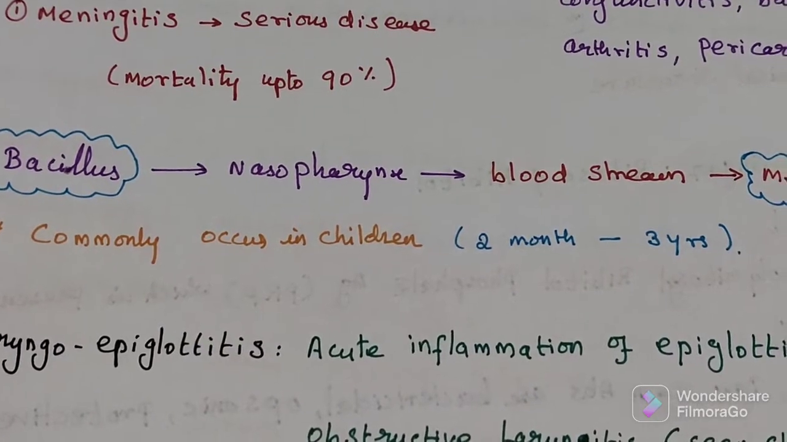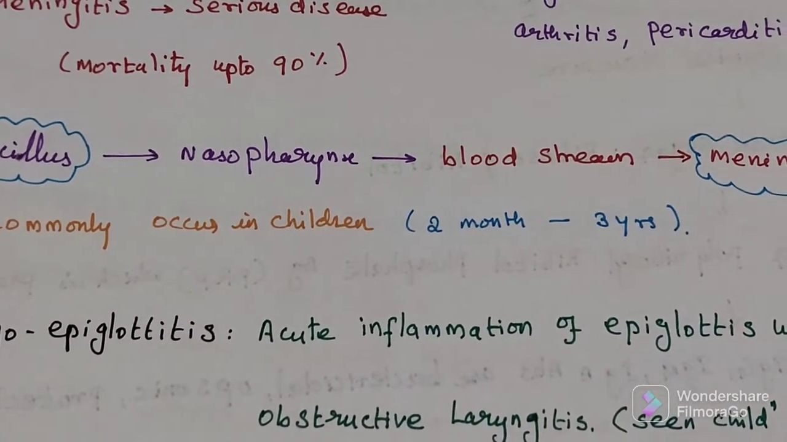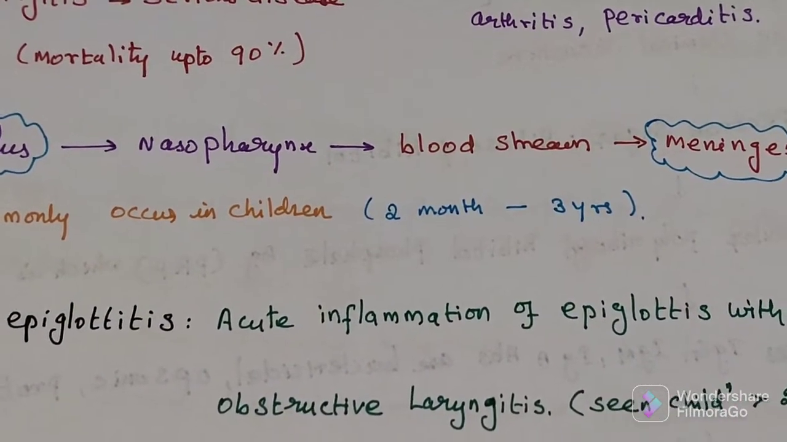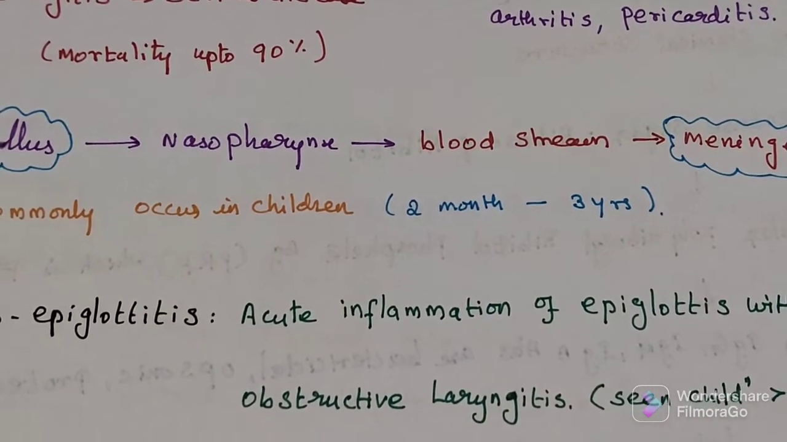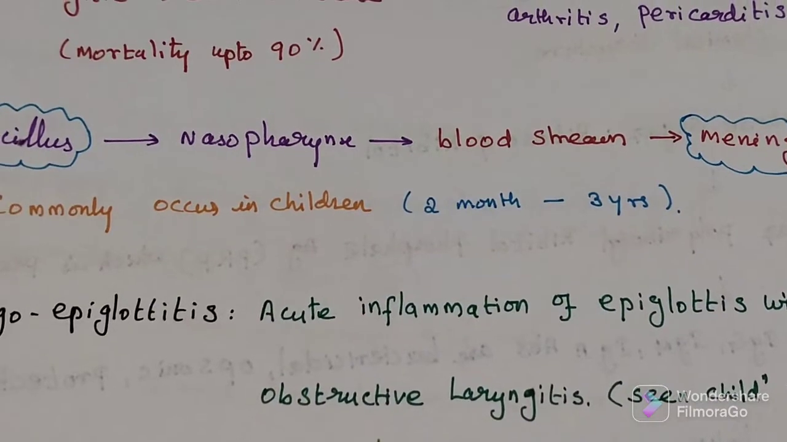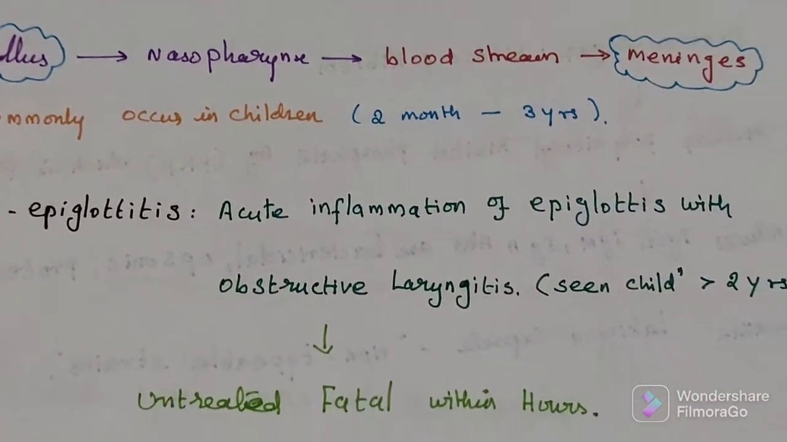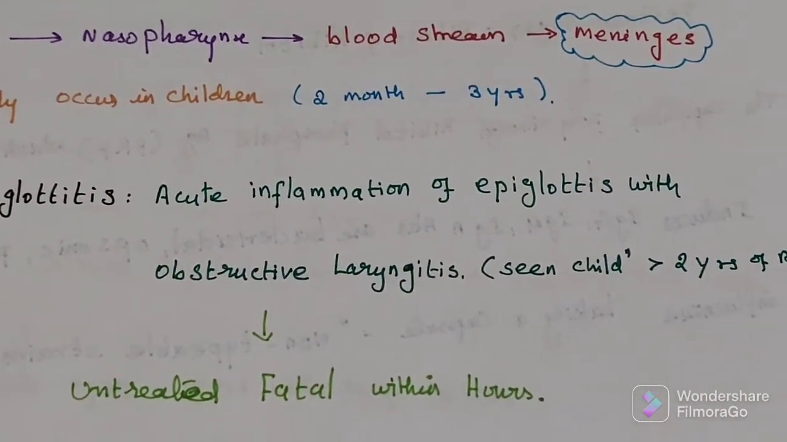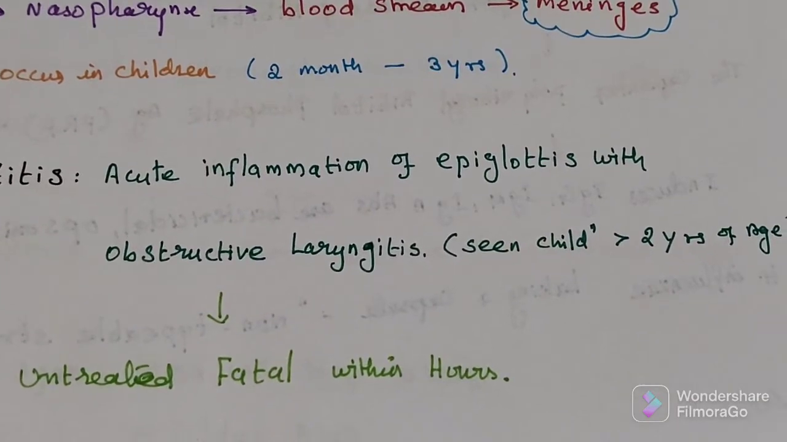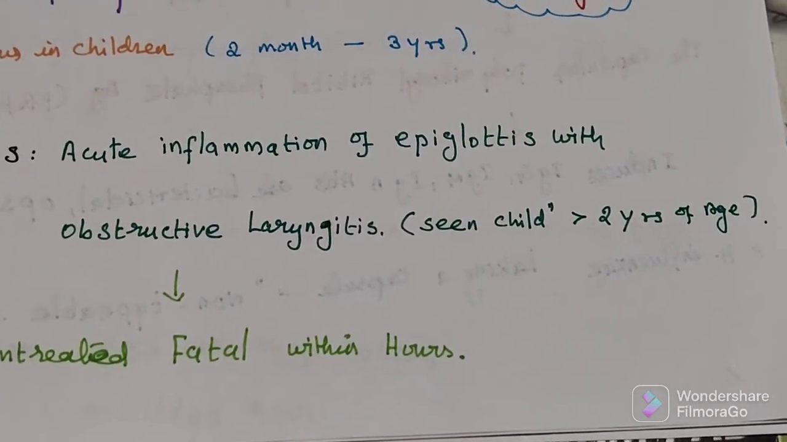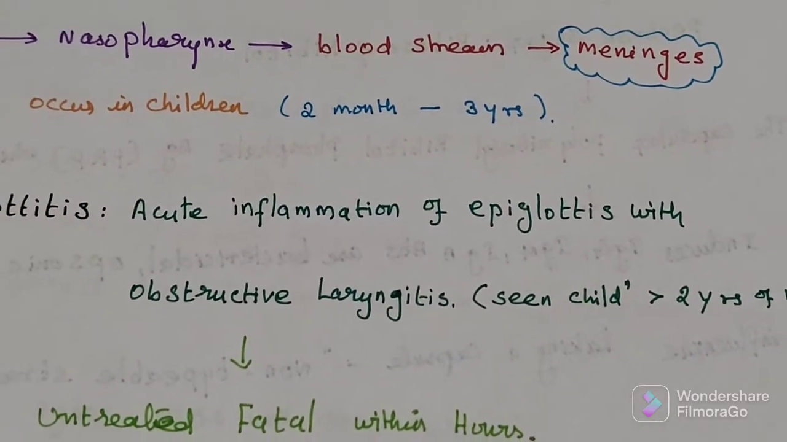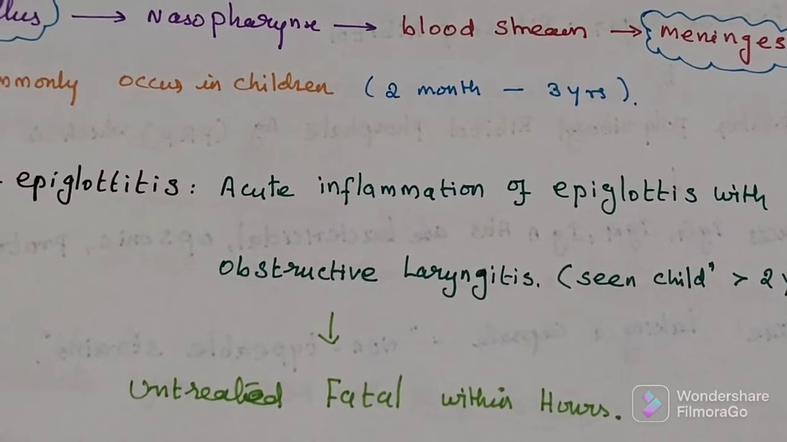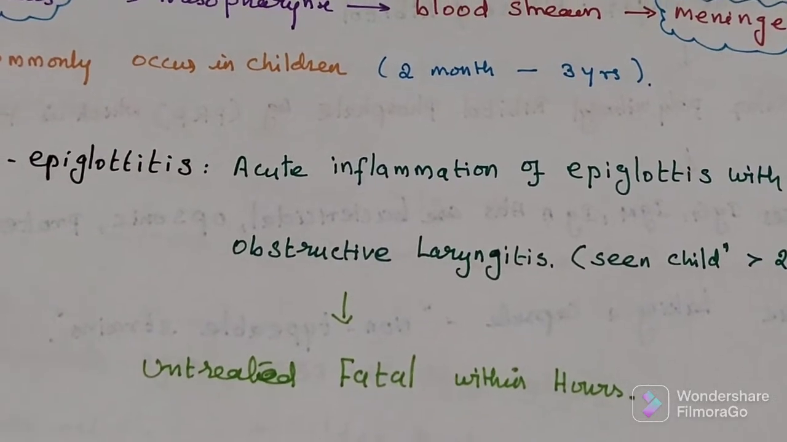Laryngoepiglottitis is acute inflammation of the epiglottis with obstructive laryngitis, so it got that name. This is seen in children more than 2 years of age. If untreated, this is fatal within hours.